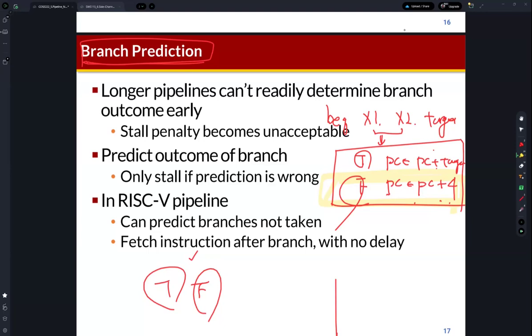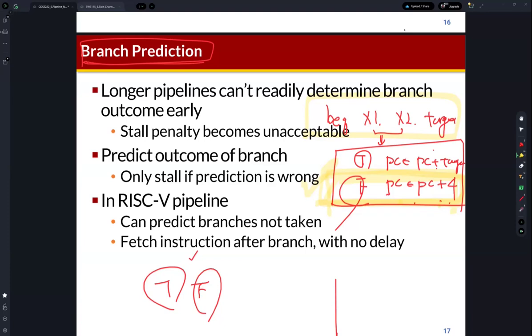if the former instruction is a branch instruction, this processor does not wait for the result of the branch instruction. The processor just fetches the next instruction, assuming the branch result is false. Okay, then PC is PC plus 4. Then what will happen?